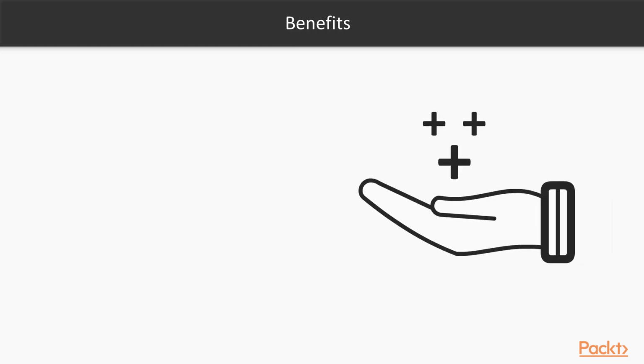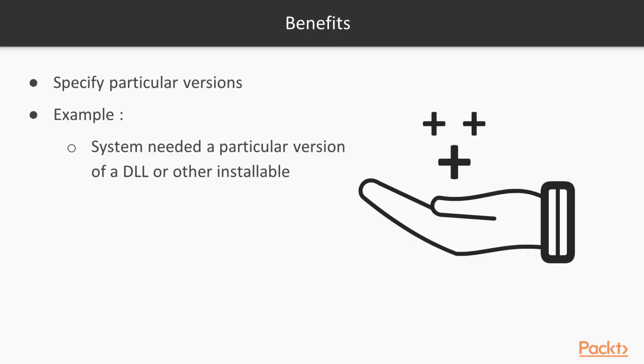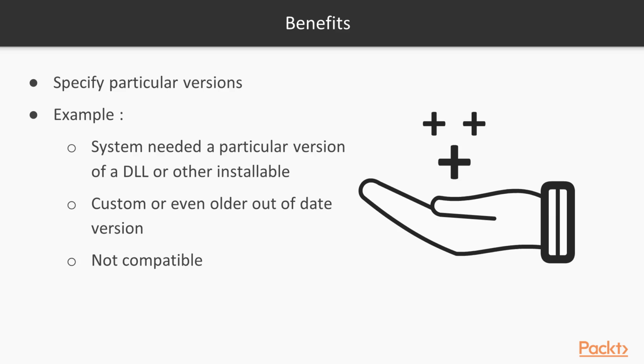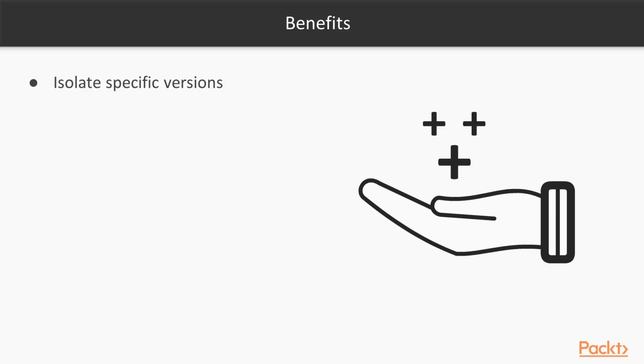A major benefit of a container is that you can specify particular versions of system-level dependencies. Let's say, for example, your system needed a particular version of a DLL or other installable library, but the problem is it's a custom or even older, out-of-date version of that particular dependency, and it's not compatible with other processes that share that resource on the virtual machine. With containers, you can isolate dependencies like this and keep them effectively firewalled from one another.